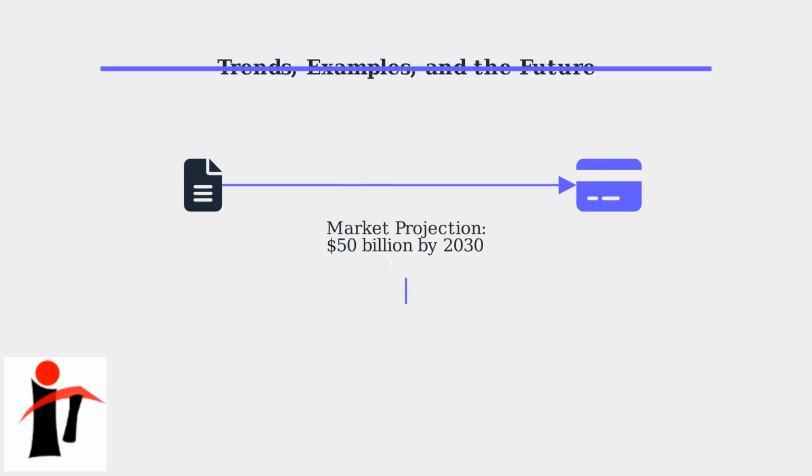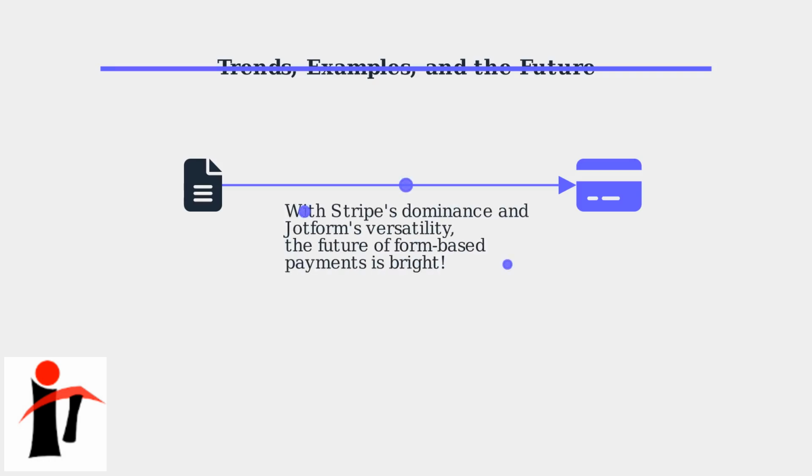The market for no-code payment integrations is projected to reach $50 billion by 2030. With Stripe's dominance and Jotform's versatility, the future of form-based payments is bright.